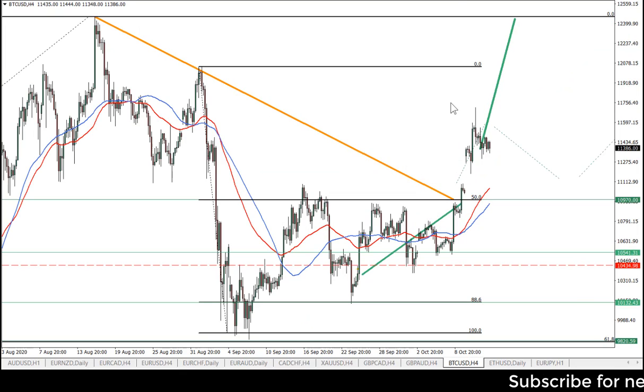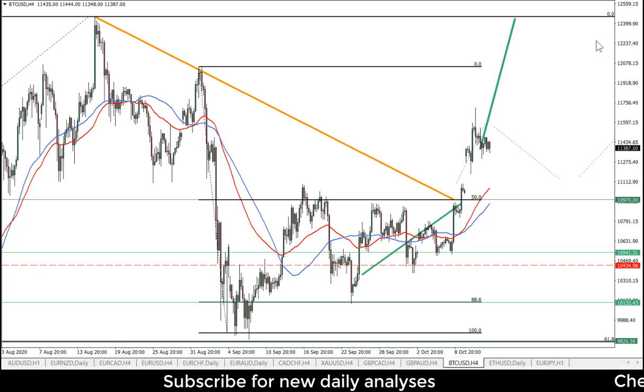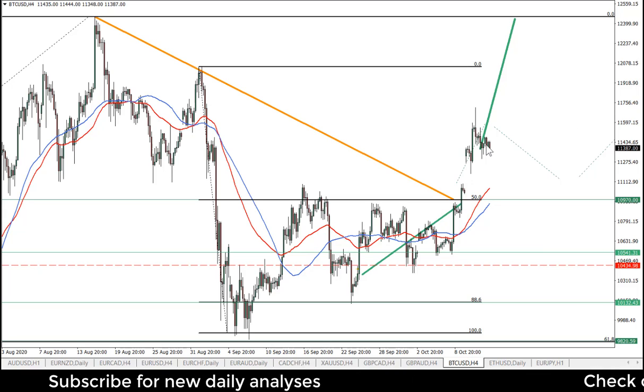Now in regards to the Bitcoin, it looks very bullish, still extremely bullish. I think it will be going towards probably $18,000, just my personal view.